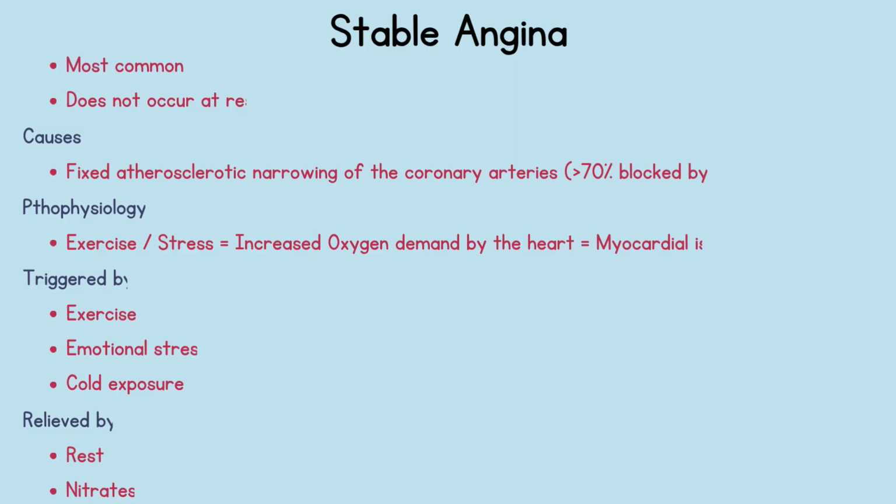Now, let's break down the different types of angina. The first, and by far the most common type, is stable angina. It is usually triggered by physical exertion, emotional stress, or anxiety, and typically resolves with rest or nitroglycerin. The underlying cause is atherosclerotic narrowing of the coronary arteries, which limits blood flow whenever the heart's oxygen demand increases.